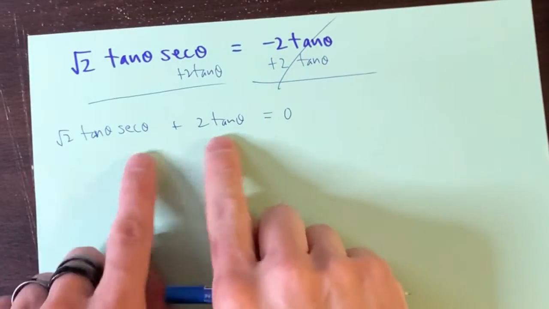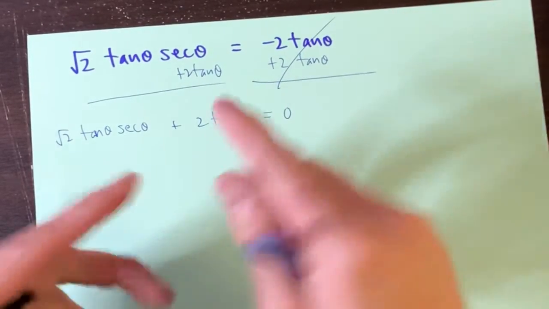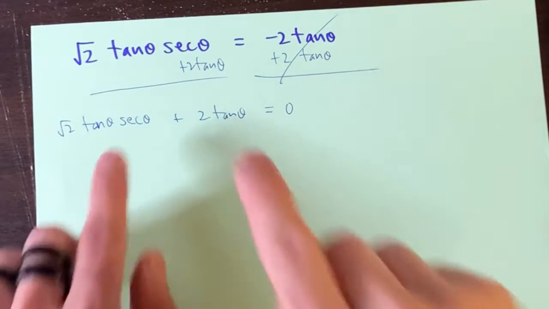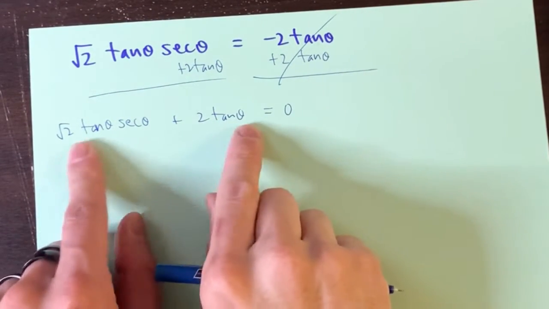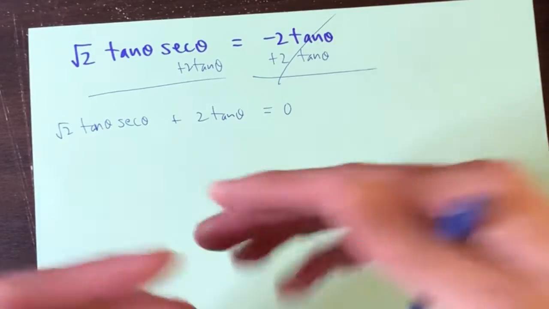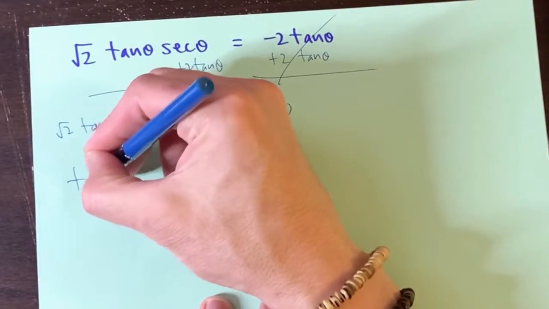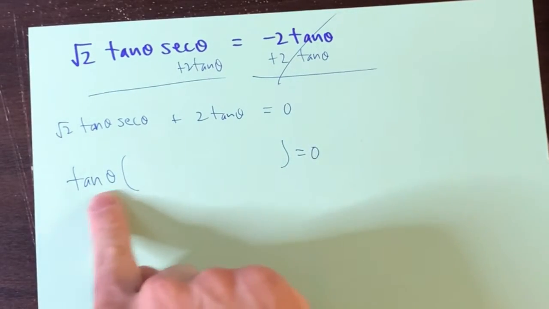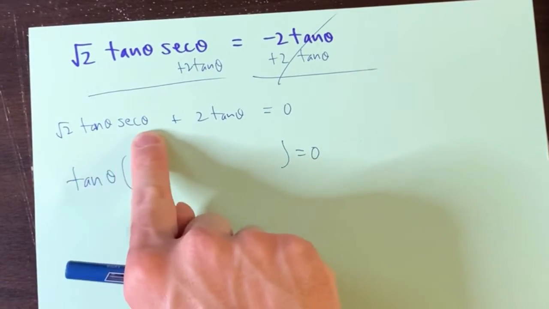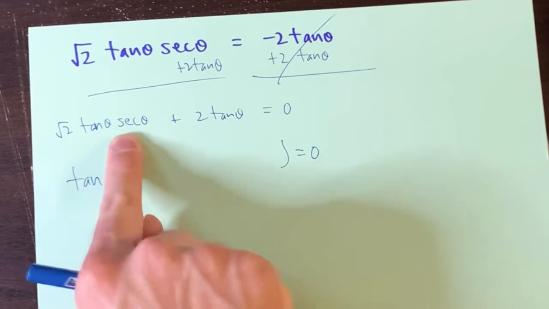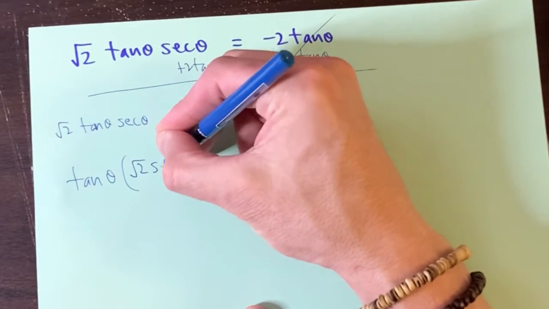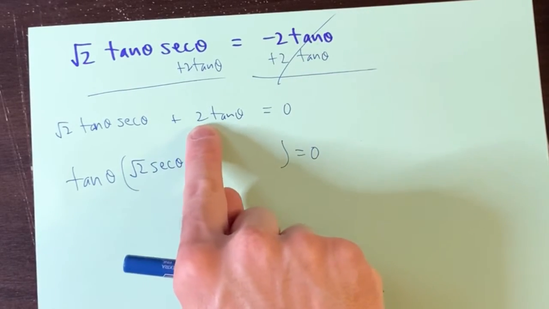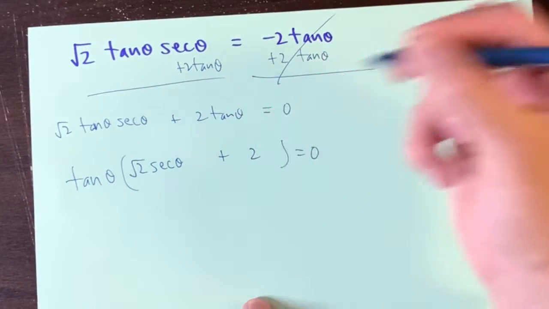And then what you do is you look at the two terms and you ask yourself, what is common to both terms? What do you see written in both terms? The common ground that they have is tangent of theta. That's the greatest common factor. And that is what you want to pull out to the front. So if I divide this away from the first piece, I'd be left with square root 2 secant. And then if I divide this away from that, I'm left with the coefficient of positive 2.